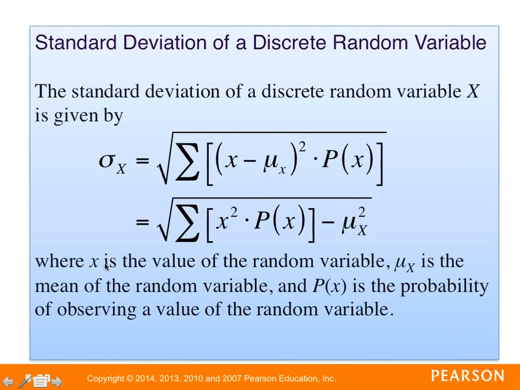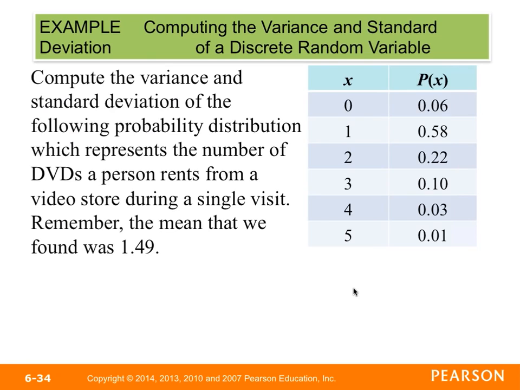X is going to be the value of the random variable, mu of x is going to be the mean of the random variable, and p of x is the probability. Now, either of these work just fine. I'm going to walk you through how to do this, but it would also be important to note that StatCrunch will compute these values for you as well. So let's compute the variance and standard deviation of the following probability distribution, which again represents the number of DVDs a person rents from a video store.